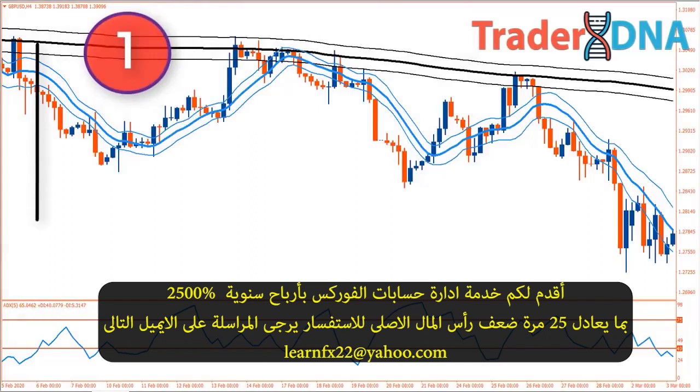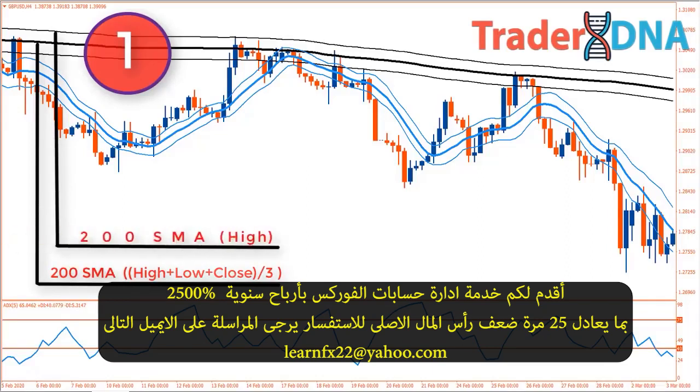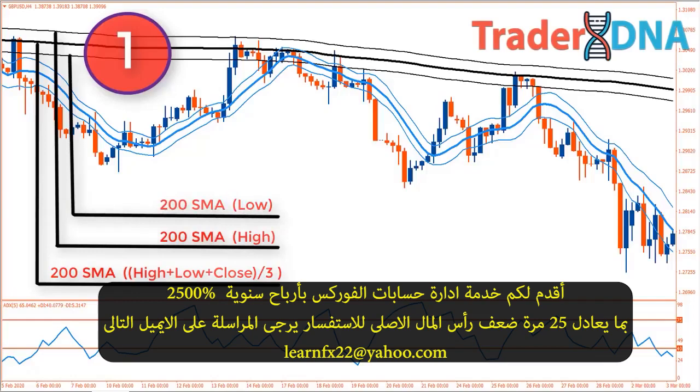First, 200-period SMA, or simple moving average applied to the typical price average of high, low, and close. 200-period SMA, calculated off the high of each candle. 200-period SMA, calculated off the low of each candle.